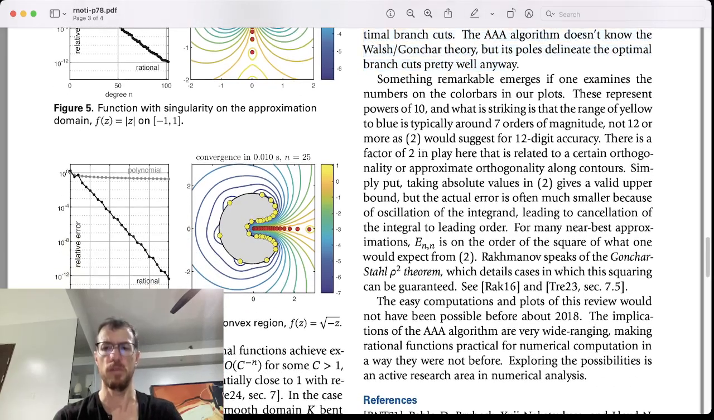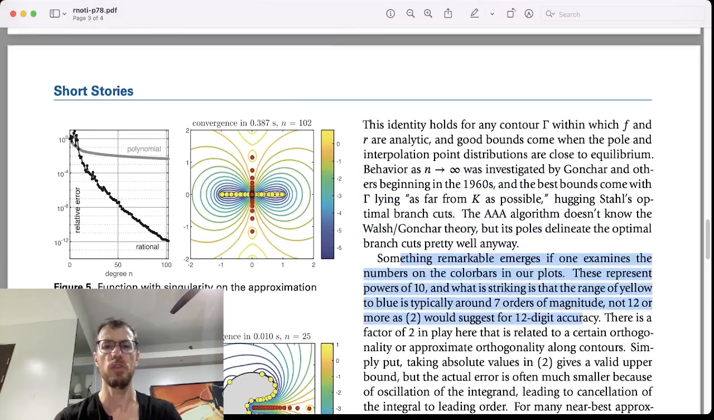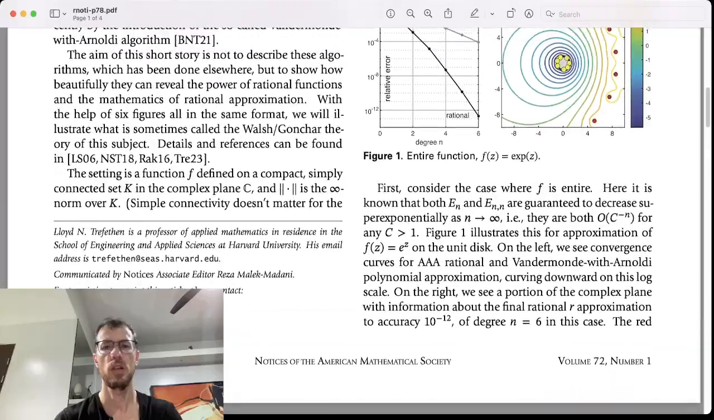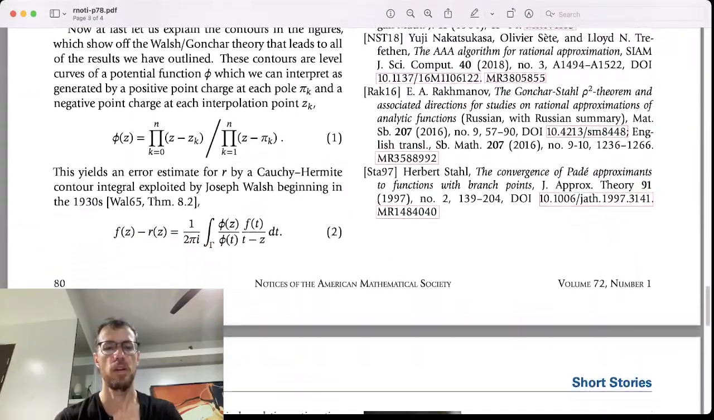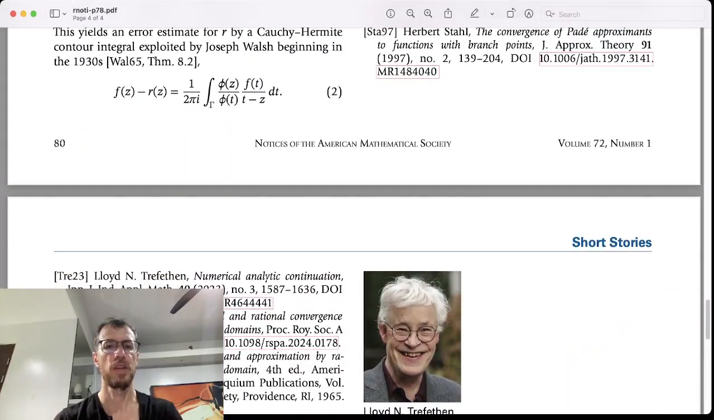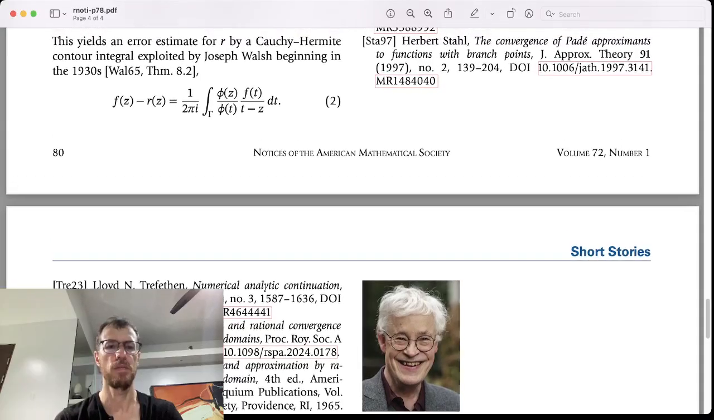Something remarkable emerges if one examines the numbers on the color bars in our plots. These represent powers of 10, and what's striking is that the range of yellow to blue is typically around 7 orders of magnitude, not 12 or more, as equation 2 would suggest for 12-digit accuracy. What was equation 2? Equation 2 was the integral equation for f of z minus r of z.